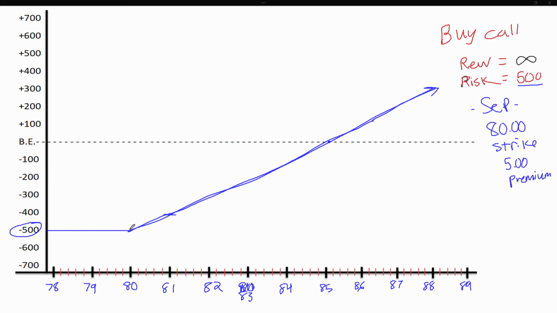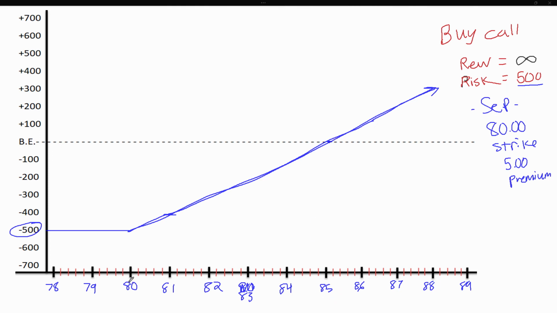Why? Because I get to buy the stock at 80 and it's worth 81. That's $100 of value. The problem is I paid 500 bucks for this call option, so I'm still net down 400. If the stock's at 82 and I get to buy it at 80, I have $200 of value, but I paid 500. Well, I'm still down 300, still down 200, still down 100. Now I'm back to break even.